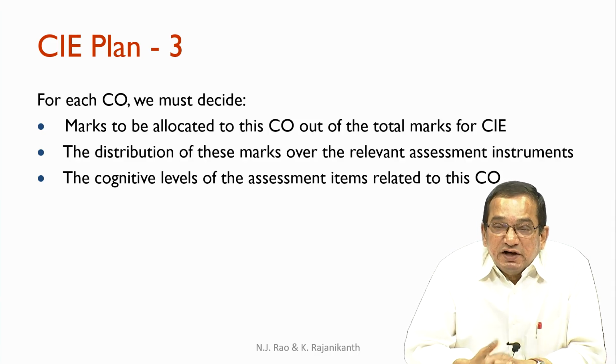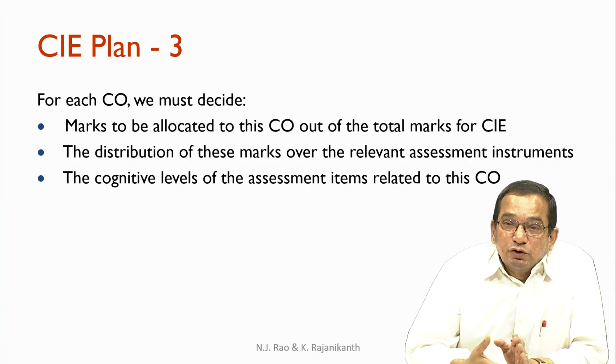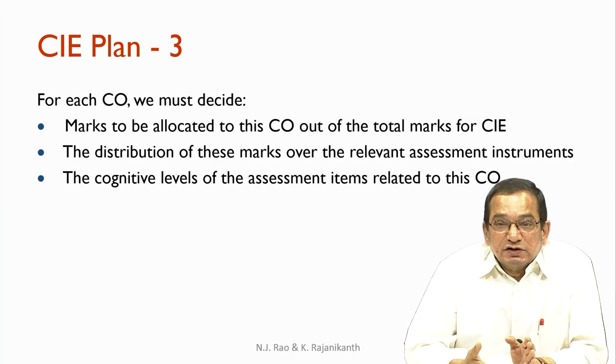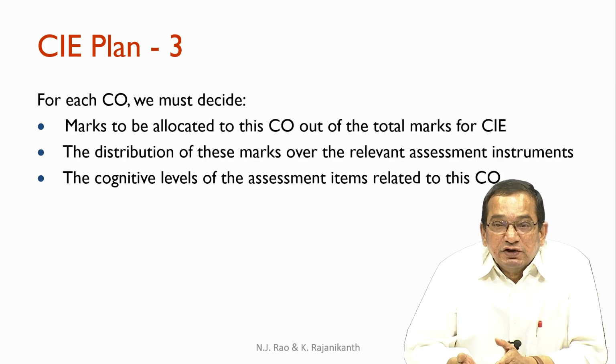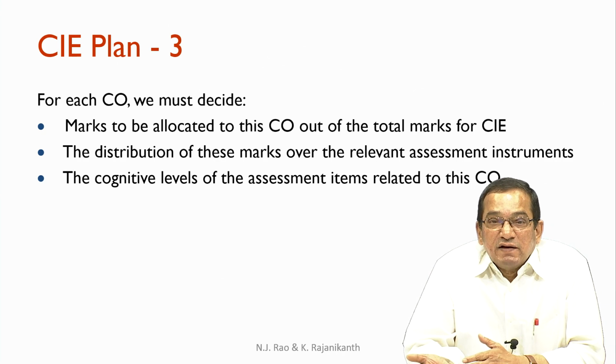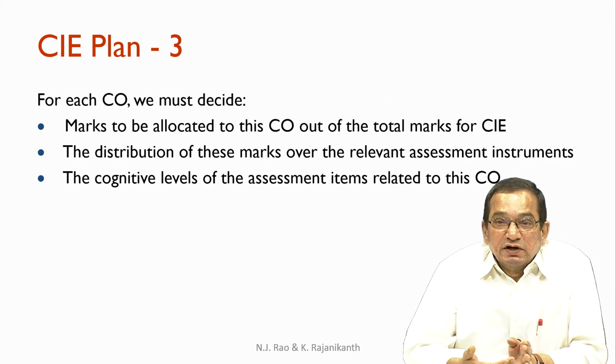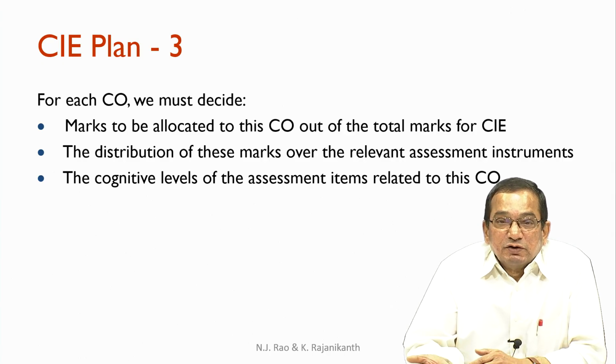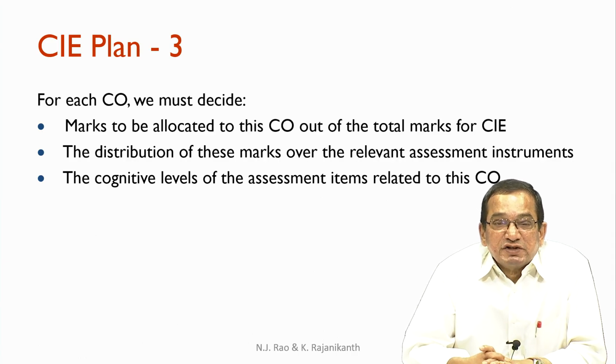Then the distribution of these marks over the relevant assessment instruments. It is possible that we cover a particular CO over 2-3 assessment instruments. For example, CO1 could be addressed in test 1 as well as in quiz 1 as well as in assignment 1. Then how many marks would be allocated in test 1, how many in Q1 and how many in assignment 1. So, we will have to decide the distribution of the marks over the relevant assessment instruments.